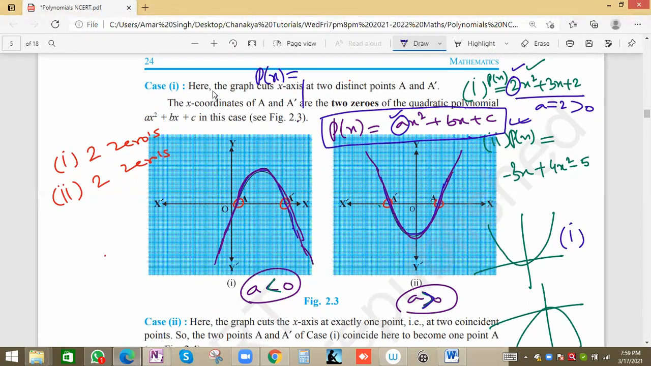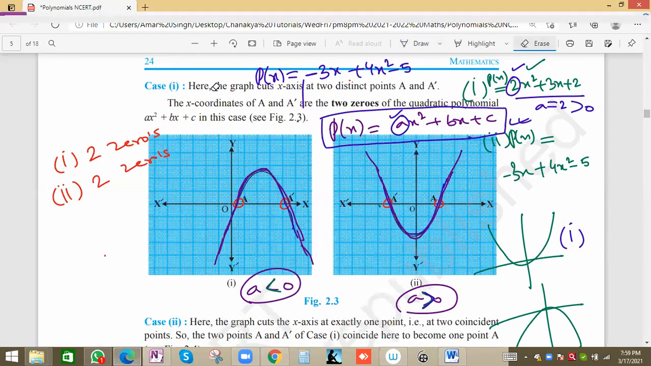So p(x) is equal to minus 3x plus 4x square minus 5.